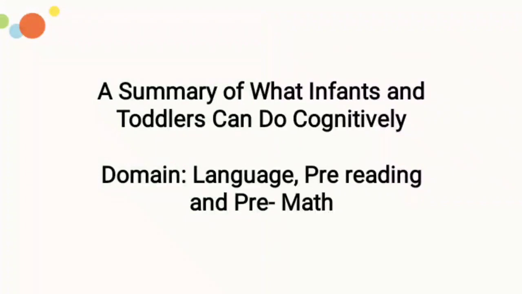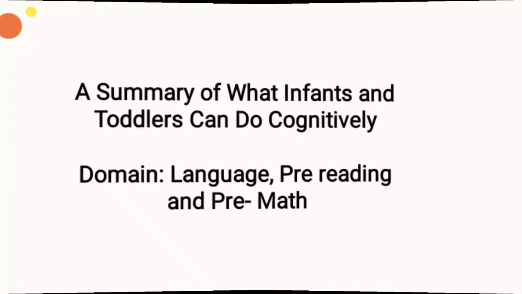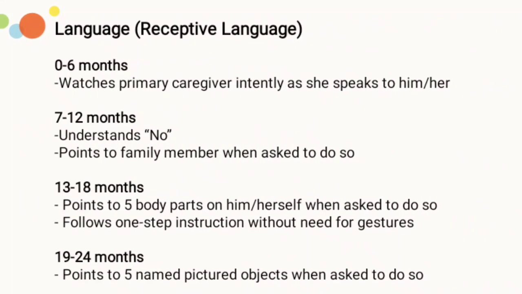So, here is a summary of what infants and toddlers can do cognitively in the domain of language, pre-reading, and pre-math. So, in language, or receptive language, in 6 months, an infant watches the primary caregiver intently as she speaks to him or her. In 7 to 12 months, they will learn to understand no and point to a family member when asked to do so. In 13 to 18 months, they will learn how to point to 5 parts of their body when asked to do so.